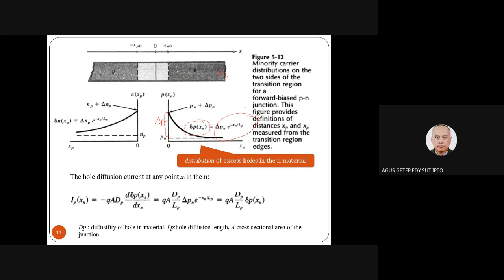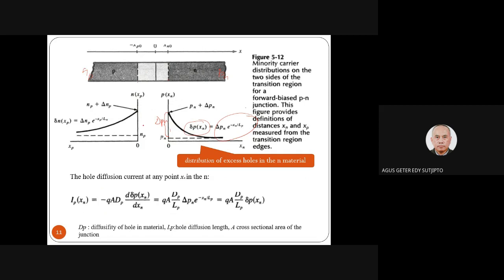On the other hand, we can have a concentration of electrons in the P region, in the junction region here. The highest concentration at the junction region here is Np plus delta Np, and then it reduces away from the junction region. So this is maybe here already the Np.